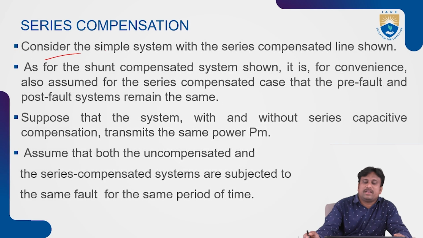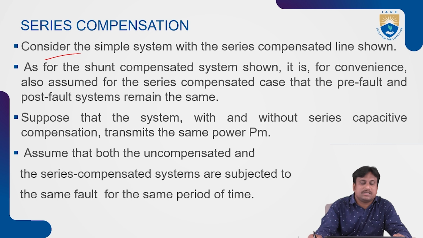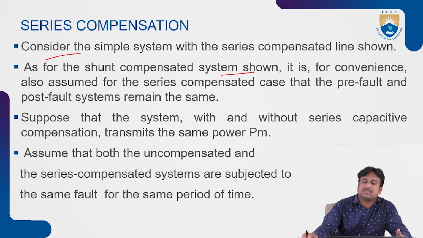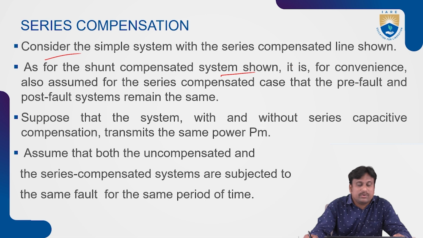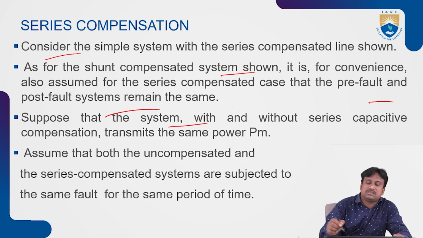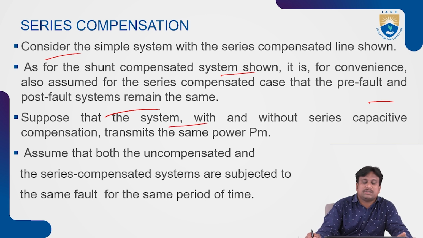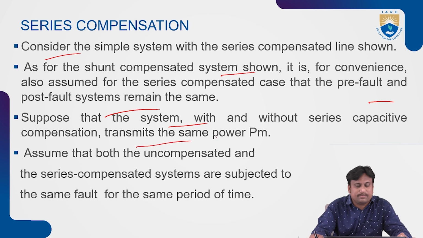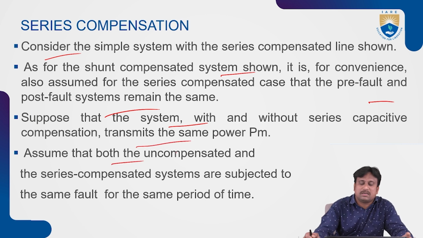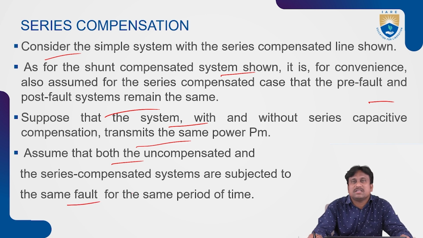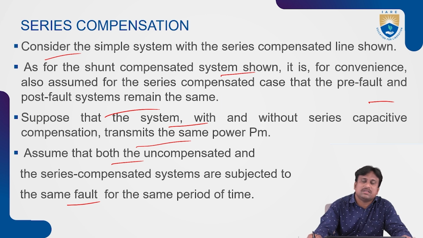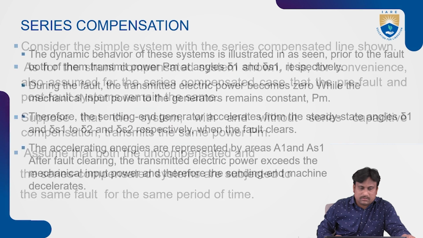So here we will consider a simple system with series compensation. As for the shunt compensated system, for convenience we must assume for the series compensated case that pre-fault and post-fault systems remain the same. Suppose the system with and without series capacitive compensation transmits the same power PM. That means we should assume that both the uncompensated and series compensated systems are subjected to the same fault for the same period. This may go to a high extent when it is considered with the series compensation strategy.